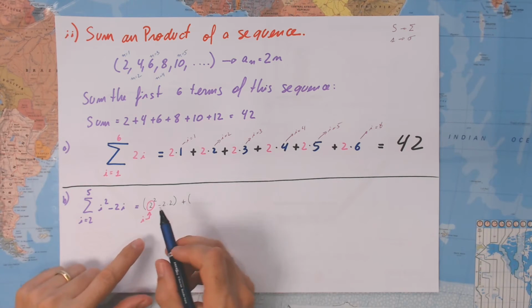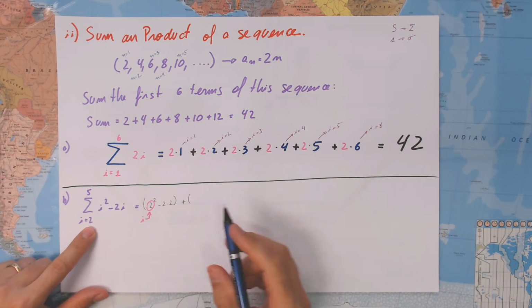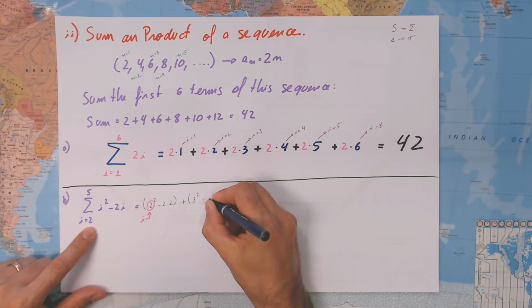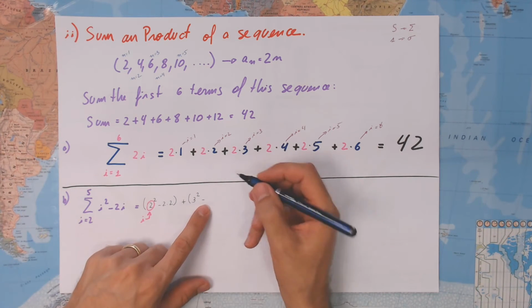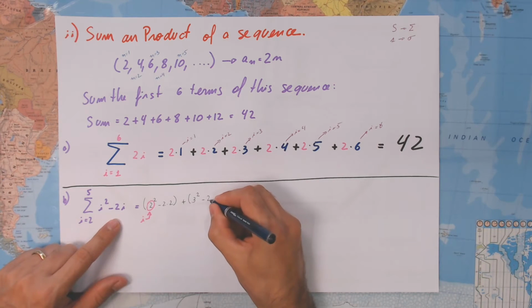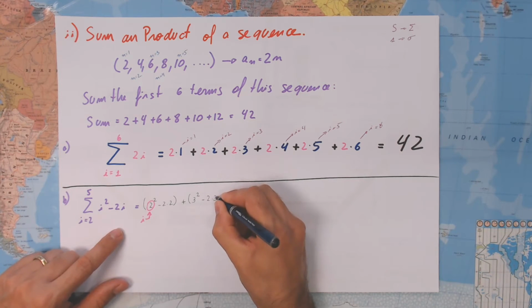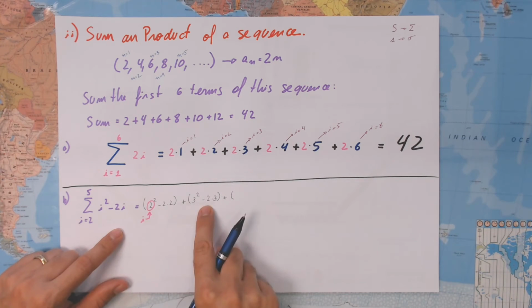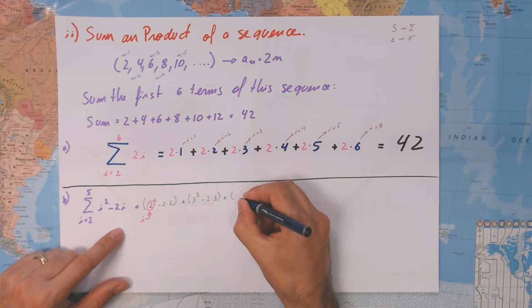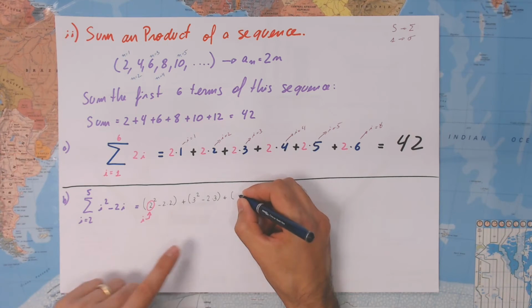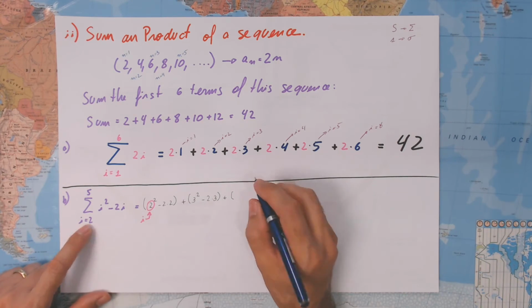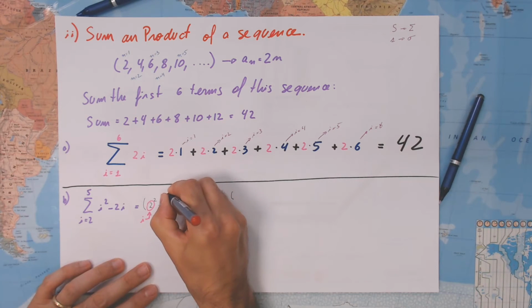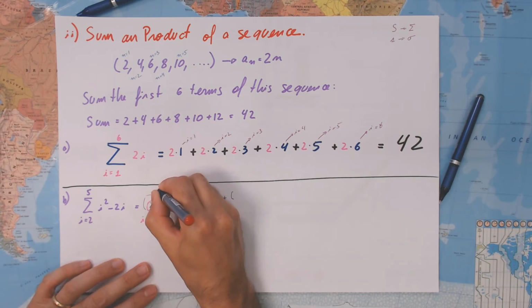Now again, i starts at 2. Now the next one, 3 squared minus 2 times 3. Now plus. We are going. This is the first term, second term. Let's go to the third one. But the third term is i equals 4, right? Okay, let's just give it a thought like this. All this is for i equals 2.